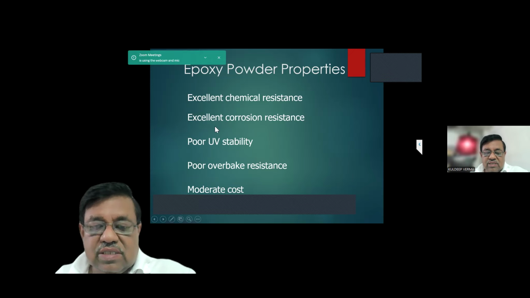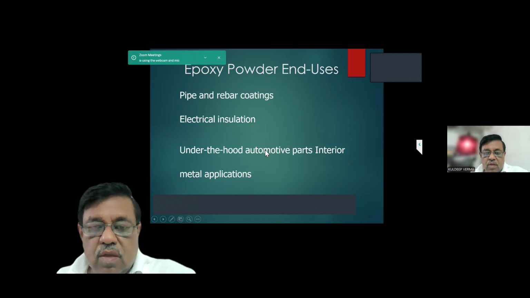Excellent chemical resistance, excellent corrosion resistance, but poor UV stability, because epoxy and the epoxy polyester hybrid system are not for outdoor exposure. Uses are specialty pipe and rebar coating, electrical insulation, under-the-hood automotive parts, metal, and heat sensitive substrates.